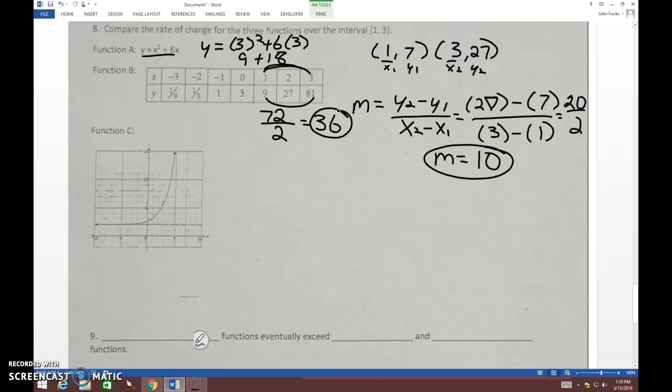And then the last one here, function C. Now, hard graph to read. The test will be a lot nicer graph. But here we're looking at 1 to 3. So at 1, we're located right here. And at 3, we're going to be located, let me look at my paper because I can see it a little bit better on there, we're going to be located right above 5.